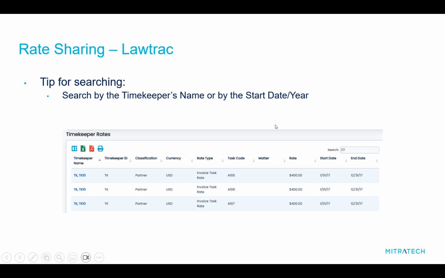It's sometimes helpful to search for rates by either the timekeeper's name or by the start date or year. So here we've searched for 2017 by searching for /17. This will show us rates for 2017, either with the start date or end date of that. Of course, the LawTrack clients are going to match the fiscal year, so it's probably going to be the same year, but not always.